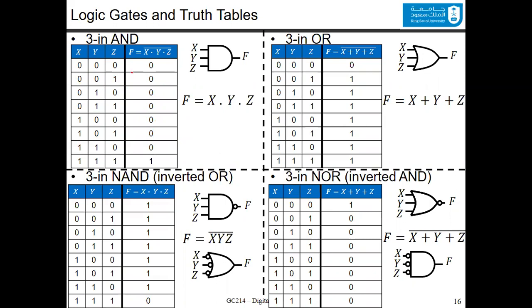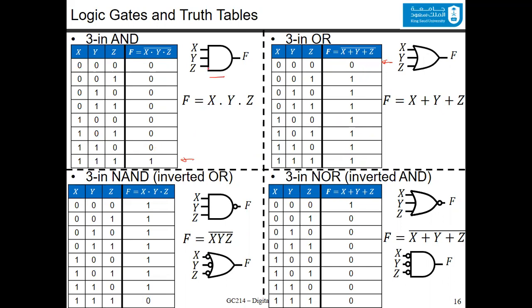Now, you can see that the AND function will result in 1 only when all the inputs are equal to 1. Other than that, it's going to be 0. For the OR, it will have 0 in the output when all the inputs are 0. Other than that, it's going to generate 1 in the output. And this is going to be the sample.